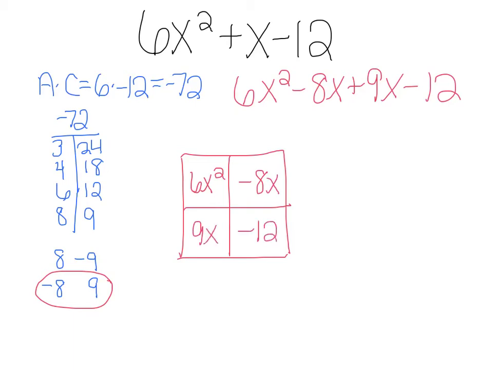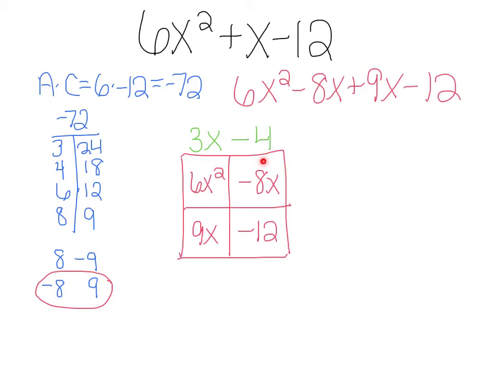I'm going to look at my columns first. What is common between 6x squared and 9x? Well, we can take out a 3 and we can take out an x. What's common between negative 8x and negative 12? We know 2 works, but we also know 4 works. Since this leading term is a negative, we have to pull out the negative. So we're going to have negative 4. We can't take out an x because only one of them has an x.